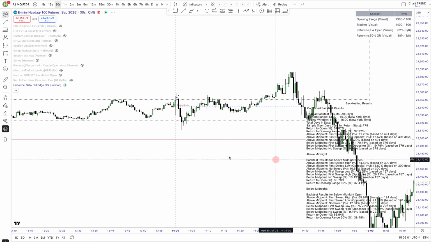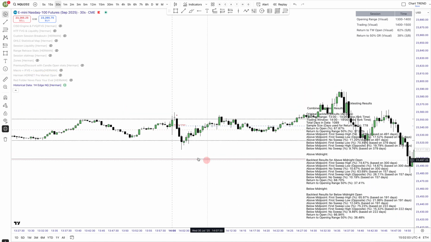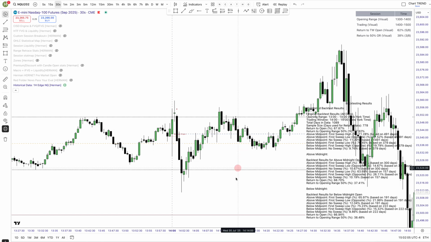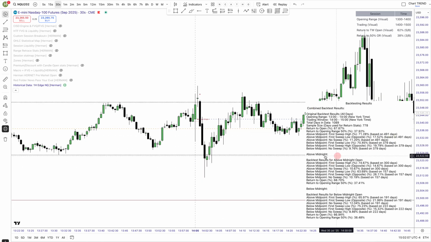What happened last Wednesday? Last Wednesday was really awkward. So we open up above the midnight in the upper half. So we had 74.6% to sweep the low, but as soon as we opened, we went for the high straight away.